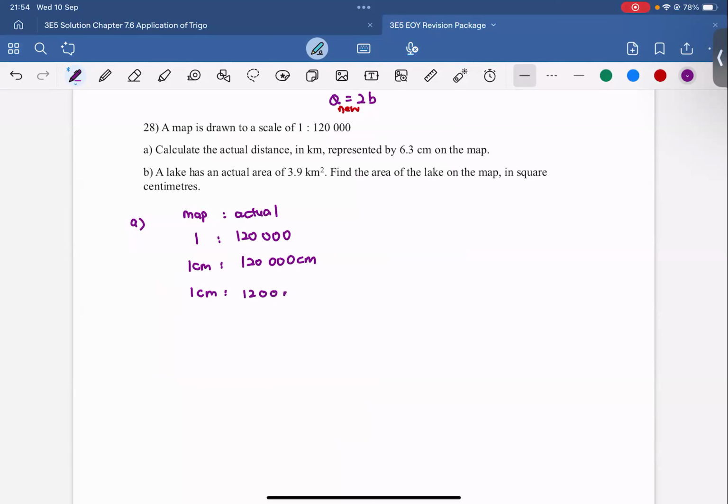Divide by 100. Still not very nice. I can change it to km. This number looks more friendly to us. Okay, then we use this scale to calculate the actual distance in km, 6.3. So 6.3 cm, I multiply by 6.3. I will multiply here by 6.3. What will I get? 7.56 km. So that is the answer for part A.